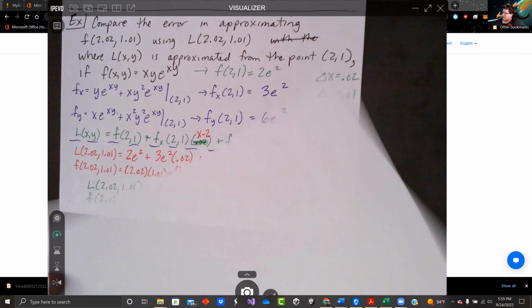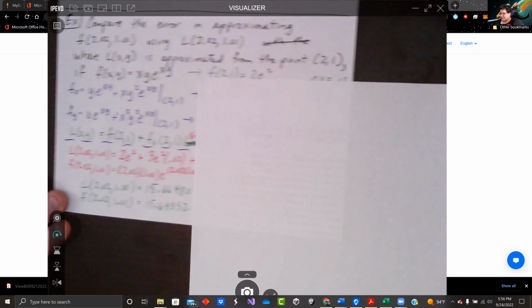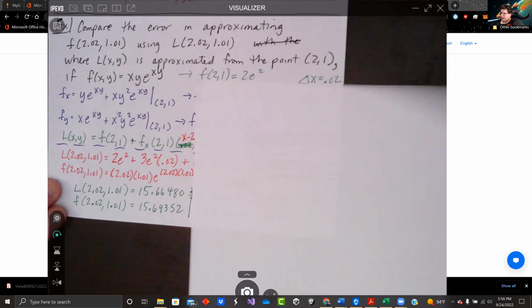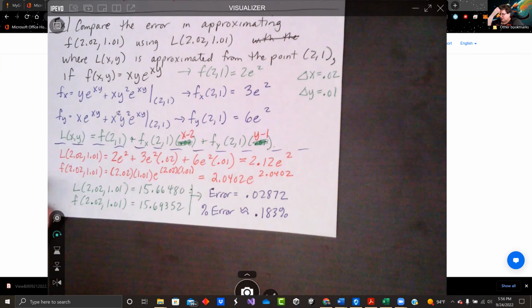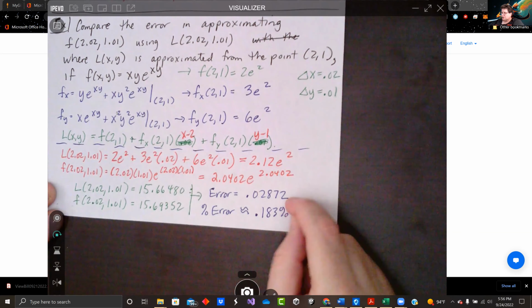So what we do is we start in a calculator. So the local linear approximation is 15.6648. The actual function is 15.69352. And if we take a look at the error, I'm just subtracting L from f. So f minus L gives me 0.02872.